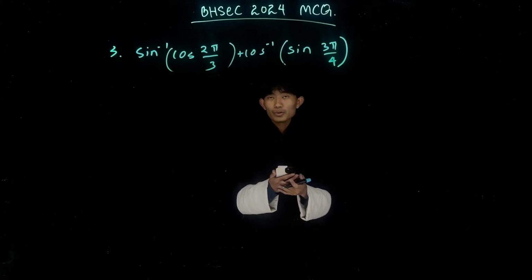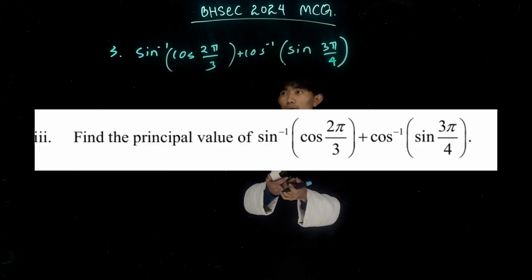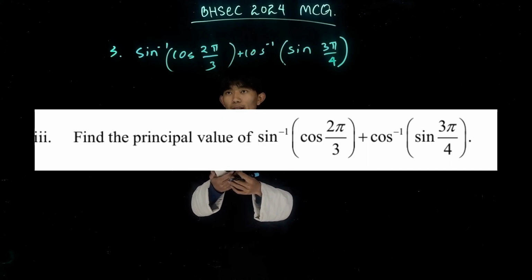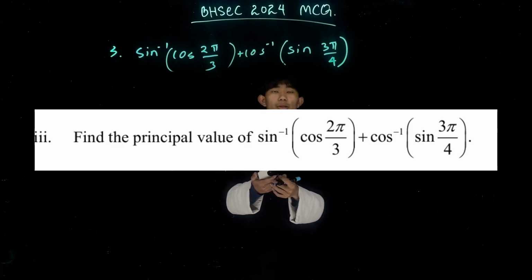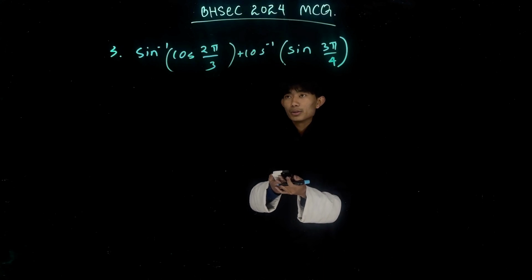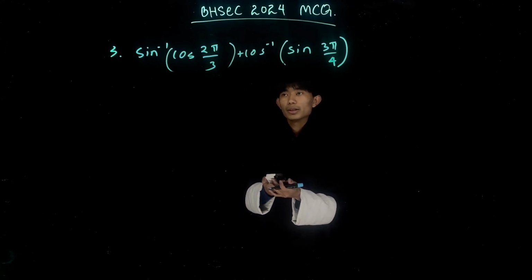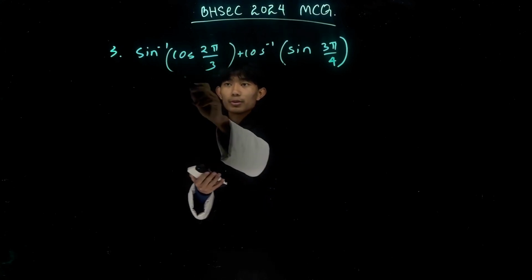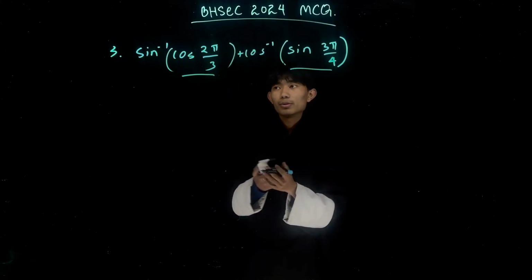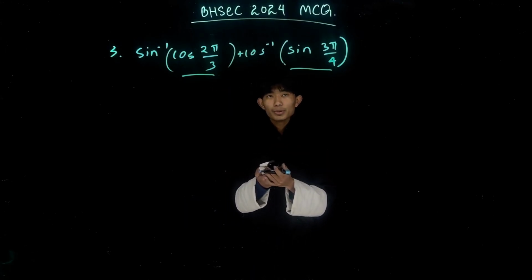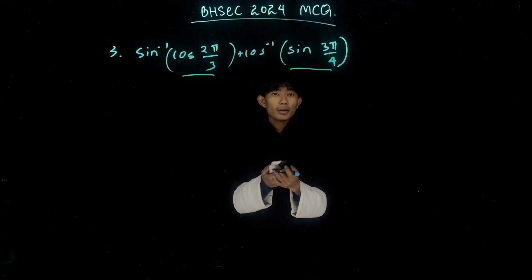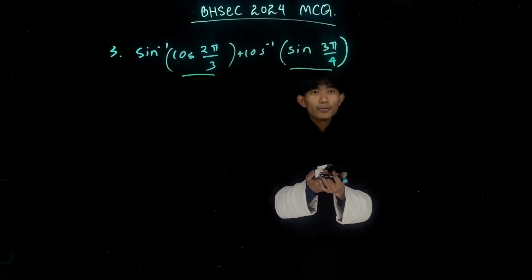So for question number 3 of the MCQ, we are asked to find the principal value of sine inverse cos 2 pi over 3 plus cos inverse sine 3 pi over 4. To solve this question and make our work easy, we can try to convert this cos into sine and this sine into cos, so that we can directly cancel sine inverse with sine and cos inverse with cos. To do this, we have a formula.